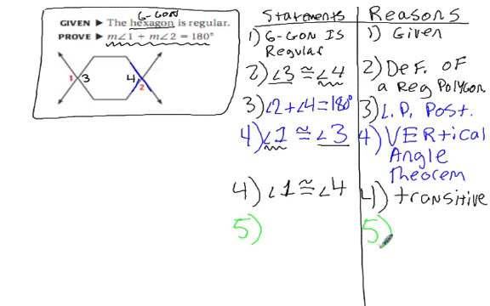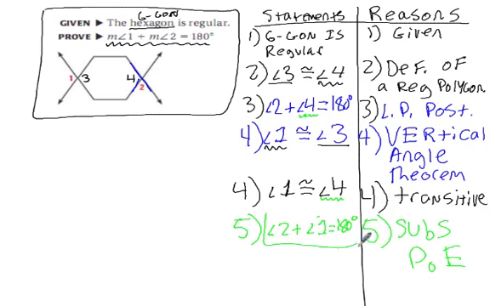Now, what are we trying to prove? We want to prove that angle 1 plus angle 2 equals 180. So do you see the substitution? There's substitution. Angle 2 plus angle 1 equals 180 degrees by substitution, POE. And as you can see, our part 5 looks exactly like what we're trying to prove.